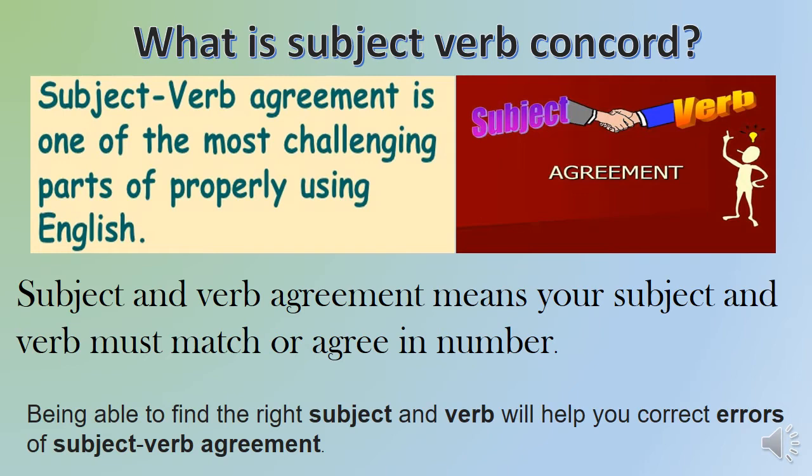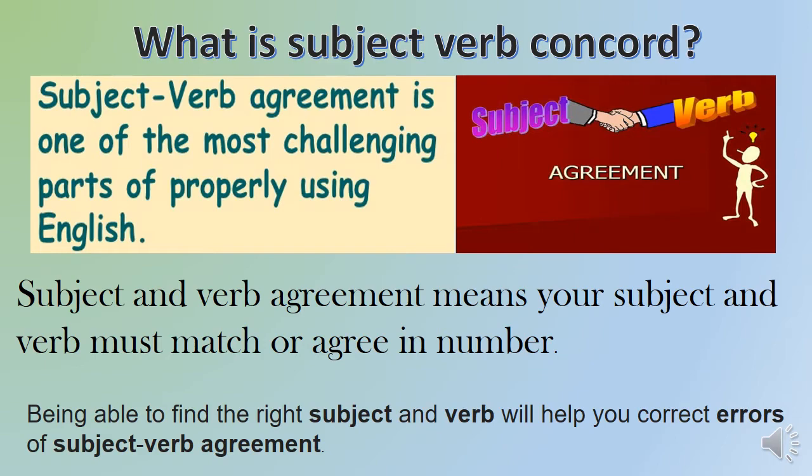So these two are in a sentence. Subject is a noun or pronoun that tells us what the sentence talks about, and the verb represents the action in the sentence. Then what does subject verb concord or agreement mean? It means that the subject and the verb in a sentence should match or agree. Otherwise, the sentence will not sound right and it will be an error.